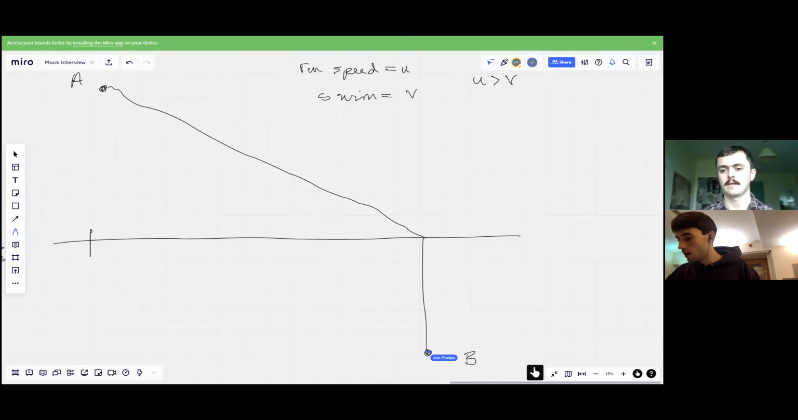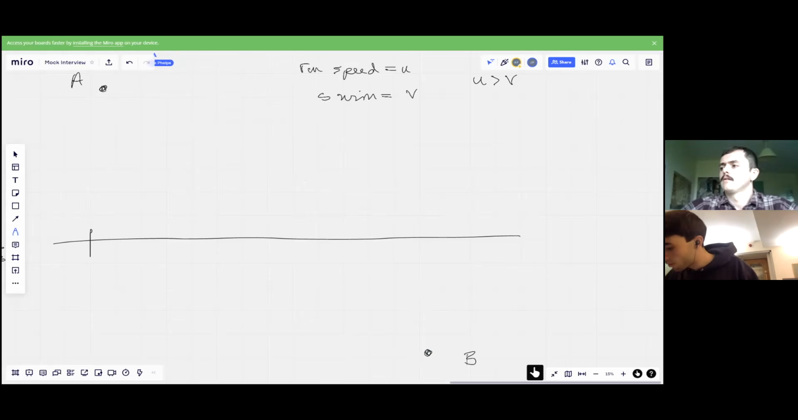What I think I could do is, if I wrote some distances on here, I could find an expression and maybe try and find the minimum of that expression with respect to time. Yeah, that seems like a good way to go.